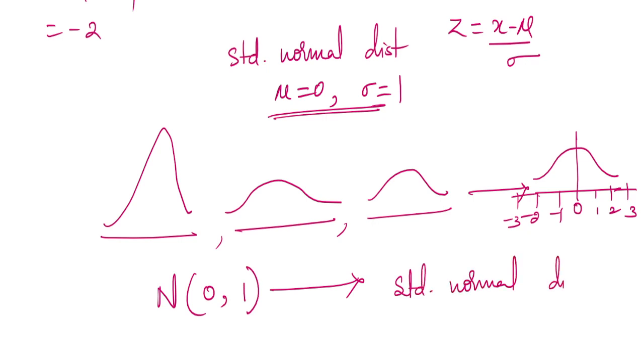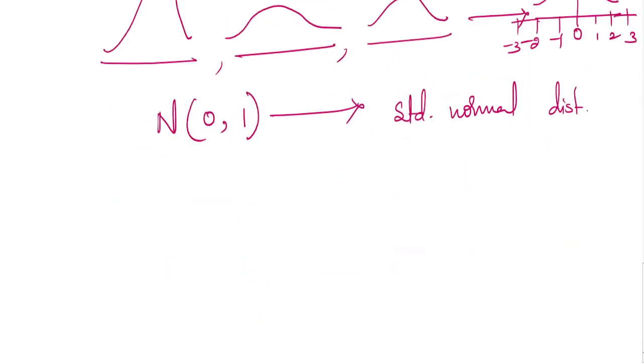The distribution which is denoted by N with mu 0, standard deviation 1, is nothing but the standard normal distribution. And once we have the z score, we have to refer to the z table, that is the normal distribution table, and using that normal distribution table we can get the required probability or area under the curve. That we will see in the next video.